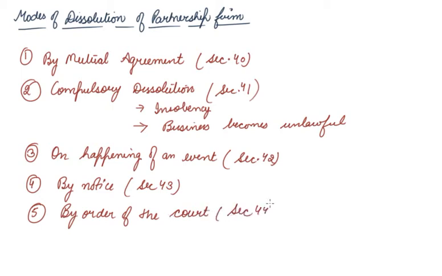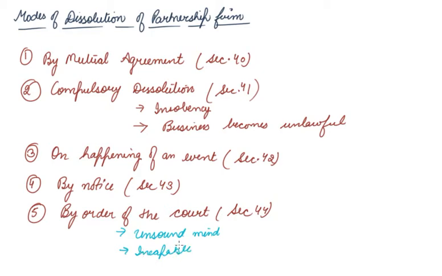Section 44. Now the court may, on an application by a partner, order the dissolution of the firm. Now what are the circumstances under which this happens? See, first can be that the partner has become of unsound mind. Second, when a partner other than the partner filing a suit has become permanently incapable of performing his duties as a partner. Incapable.